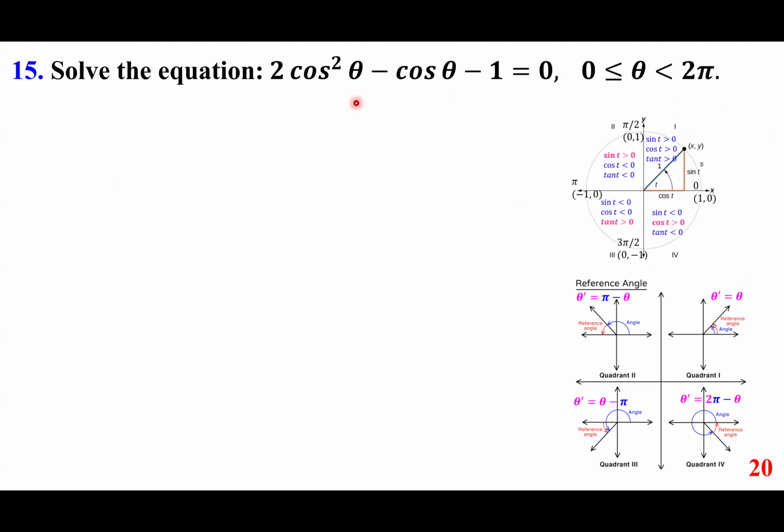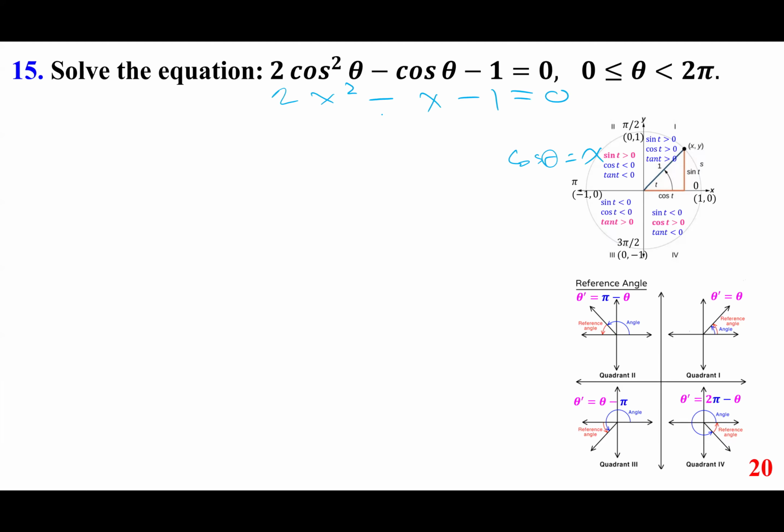Solve the equation 2 cosine squared theta minus cosine theta minus 1 equal to 0. Again, you could use substitution by letting cosine theta be x, in which case you have 2x squared minus x minus 1 equal to 0, or just factor it the way it is.